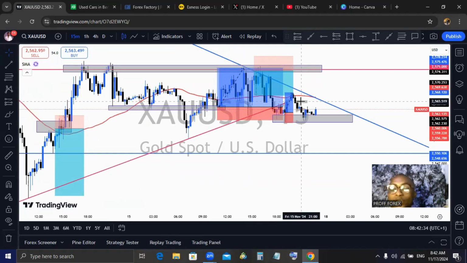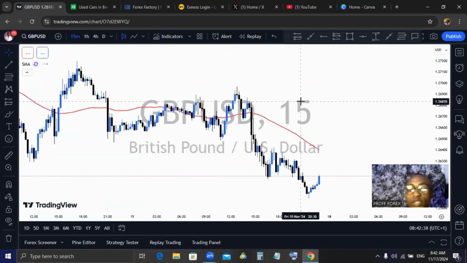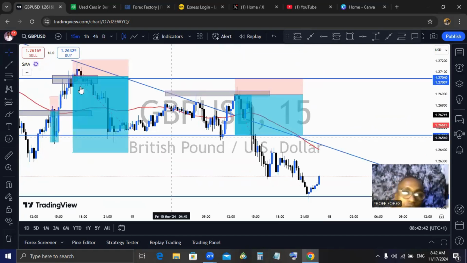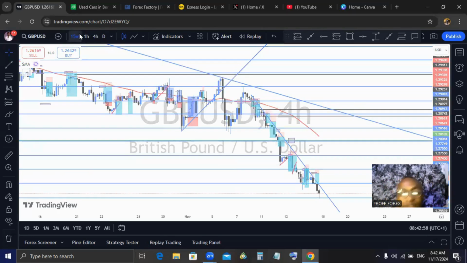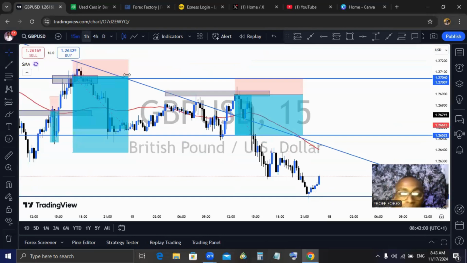Trading US dollar. Let's go to GBPUSD, which is the last one. Same thing. We go to the 4 hour time frame to determine our high and our low of the week. Then we come to our 1 hour time frame to determine the overall trend. Then we go to our 15 minutes time frame to determine our entry strategy. So let's just go to the 15 minutes time frame.